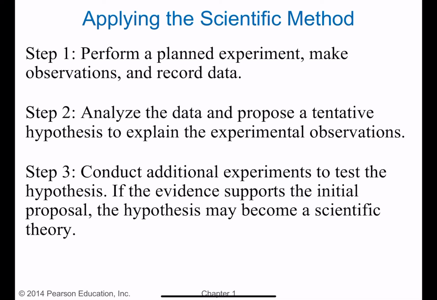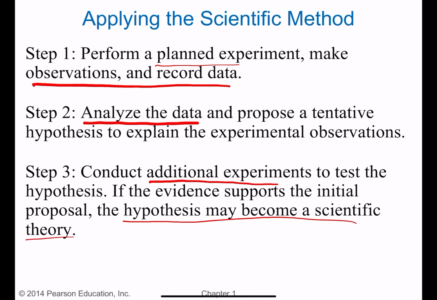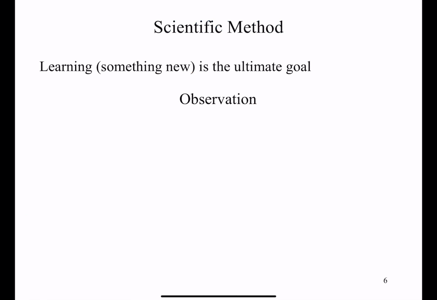So step one, just in general, how we apply the scientific method: perform a planned experiment. The key idea is, you're planning ahead of time. Make your observations and record your data. Step two, analyze the data and propose a tentative hypothesis to explain the experimental observations. And then we conduct additional experiments to test the hypothesis, to try and confirm our results, confirm our hypothesis, or refute it. If the evidence supports the initial proposal, the hypothesis may become a scientific theory. So this is if we're doing more longer-term experiments.